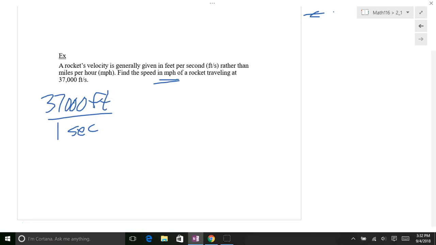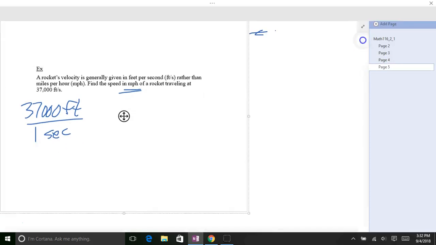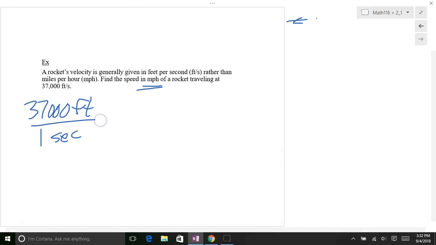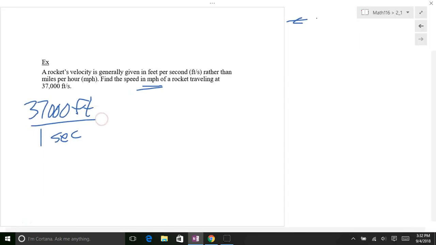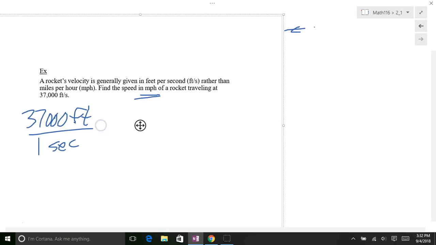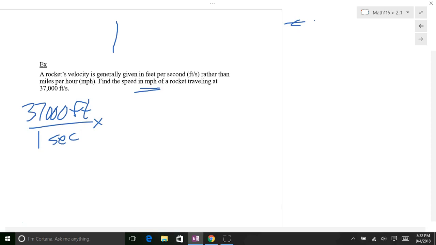I know there's 5,280 feet in a... good grief, I'm having a hard time here. Okay, times, for every mile, there's 5,280 feet. Sorry, this is not the nicest computer that I'm doing this on.